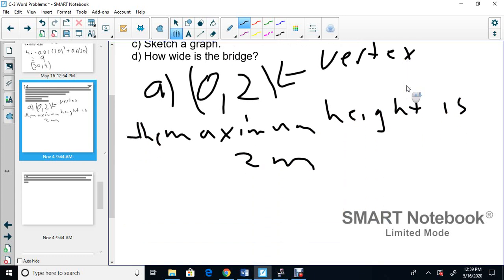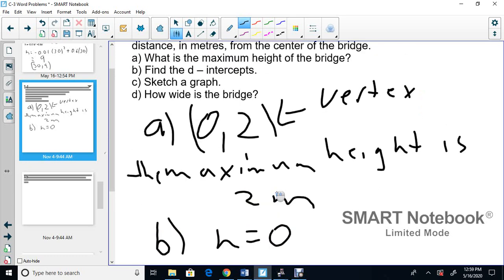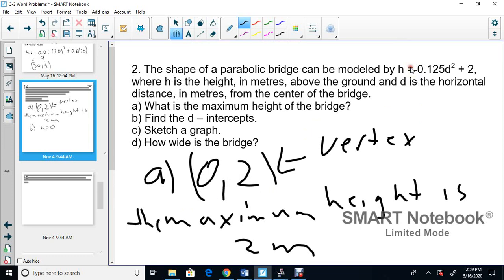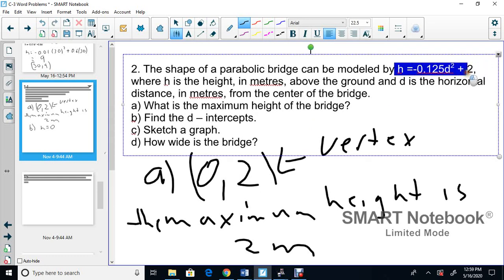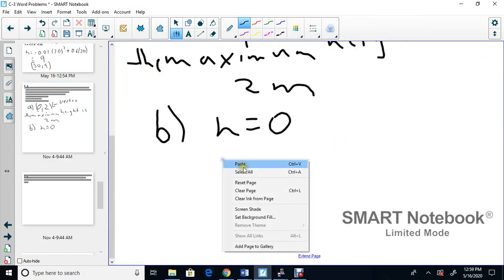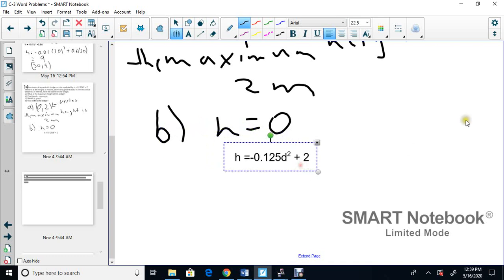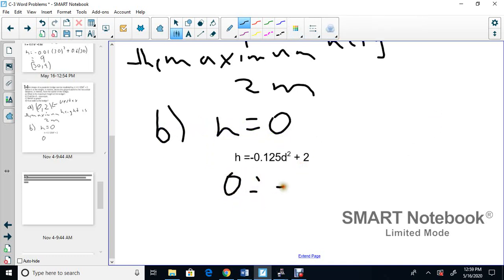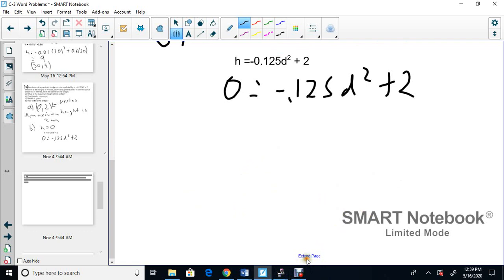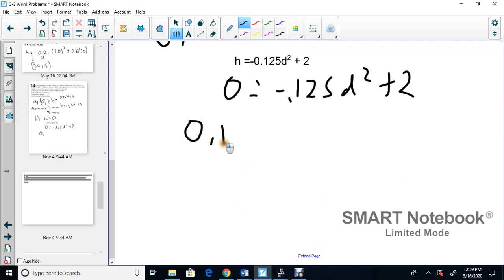Now, find the d-intercepts. So we set the height to 0. So for B, we're going to go h equals 0 to find the d-intercepts. And even I like this. This is not hard. So let me just copy this, bring it down over here, paste it. So we set the height equal to 0, and we get 0 equals negative 1.125 d squared plus 2. You bring this over to this side. When it crosses the equal sign, it changes signs. So 0.125 d squared equals 2.